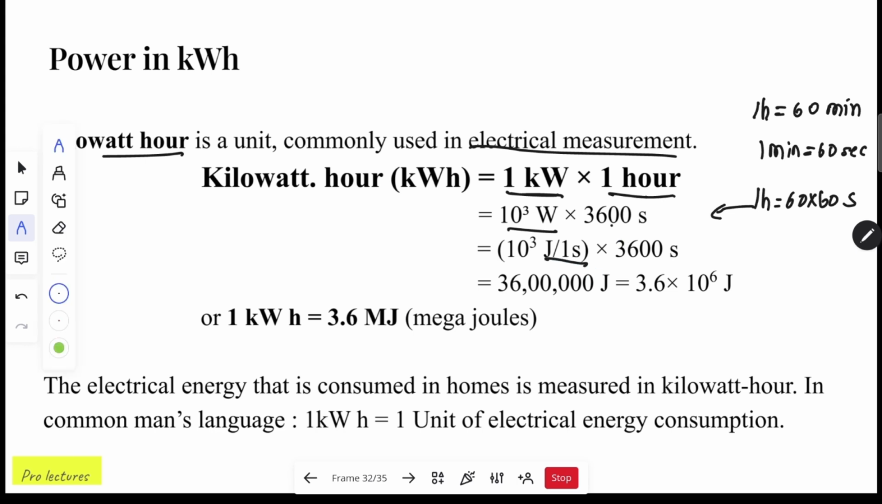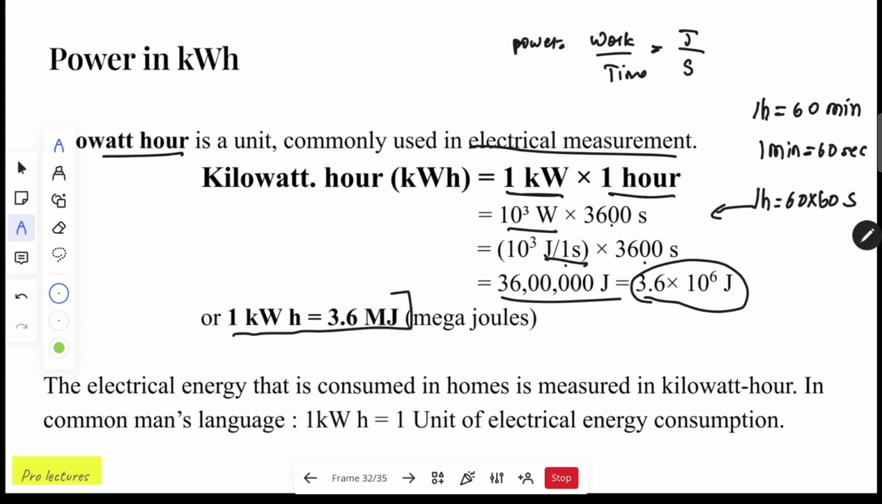So how did this come? Power is equal to work done by time. Unit of work is joule, unit of time is second. So 10 power 3 joules per second into 3600, which comes out to 3.6 into 10 power 6 joule. 1 kilowatt hour is 3.6 megajoules. The electrical energy that is consumed in homes is measured in kilowatt hour. In common man's language, 1 kilowatt hour is 1 unit of electrical energy consumption.